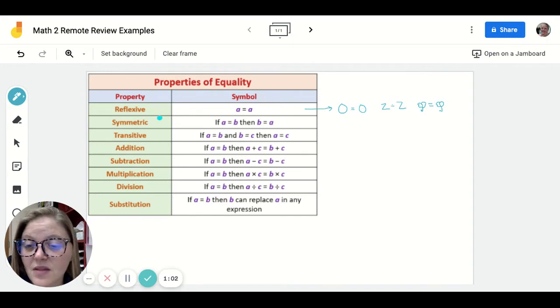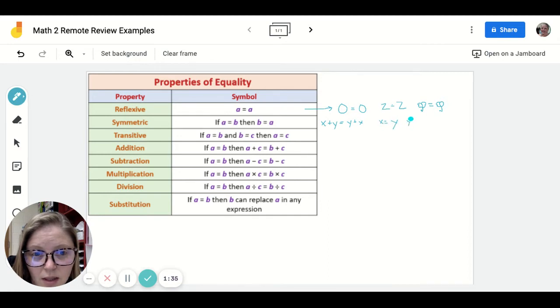Okay. The symmetric property, it's like a mirror image. It's going to reflect itself back and forth. So it's symmetrical. So if I had x plus y, the symmetric property would equal y plus x. Okay, I could use the property of symmetry that way. Or I could have x equal to y and y equal to x. That's what the symmetric property does.